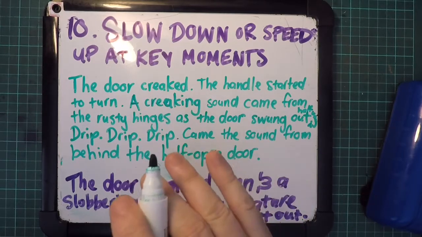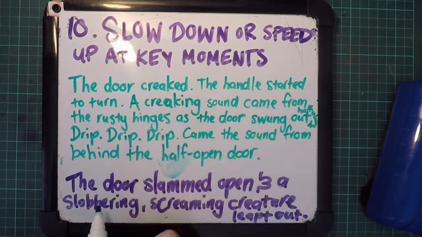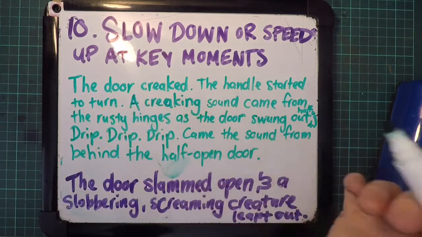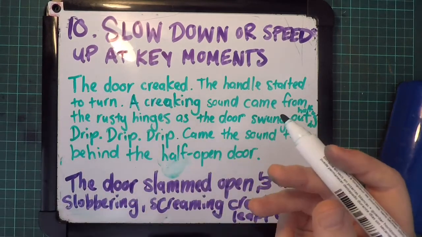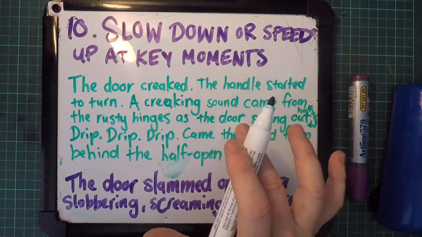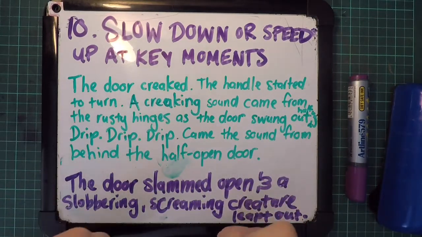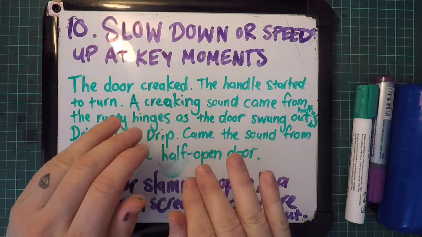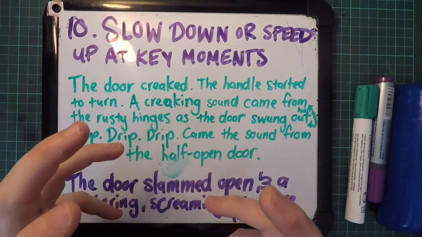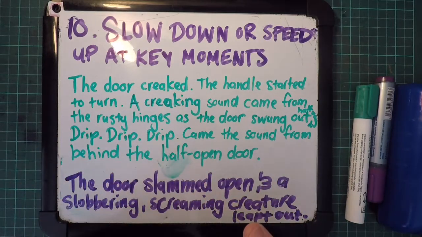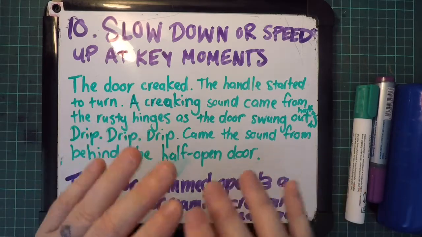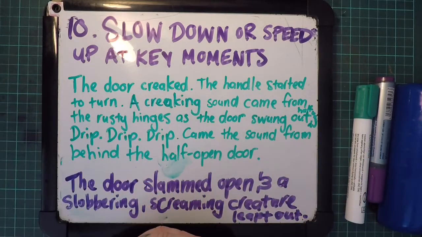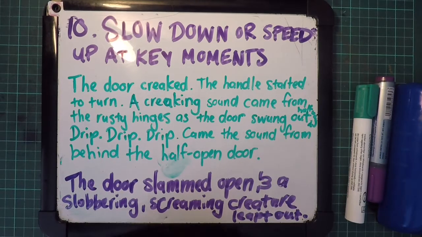Let's see what happens if I speed that up and make it more of an action scene. The door slammed open and a slobbering, screaming creature leapt out. All of that is one sentence. Over here, I've used probably about 3 or 4 to get to the point where the monster's being revealed. So think about what you want. Do you want it to be frantic and fast, or do you want it to be slow and careful, or do you want it to just be somewhere in between? It all depends on how you are structuring your sentences.